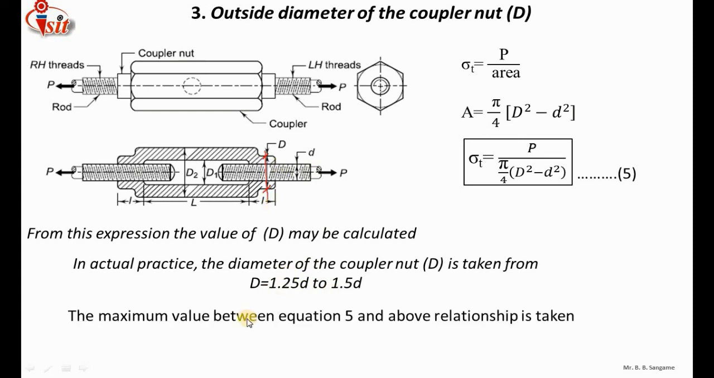You can calculate the diameter from equation 5, or you can calculate the diameter by using this empirical relation, and you have to select the maximum diameter among these two.